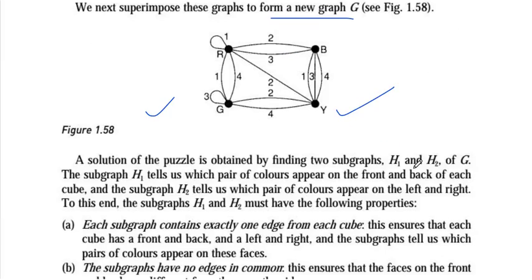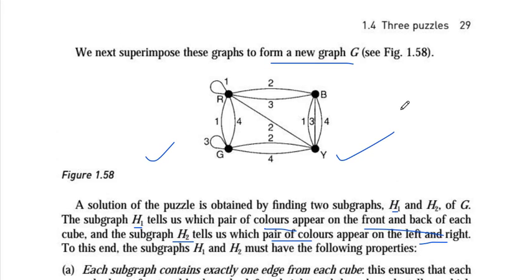So let's say H1 and H2. H1 tells us which pair of colors appear on the front and back of each cube, and the subgraph H2 tells us which pair of colors appear on the left and right. We have to find out H1 and H2 from this cube.